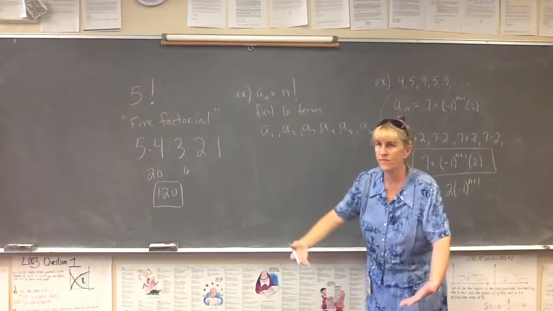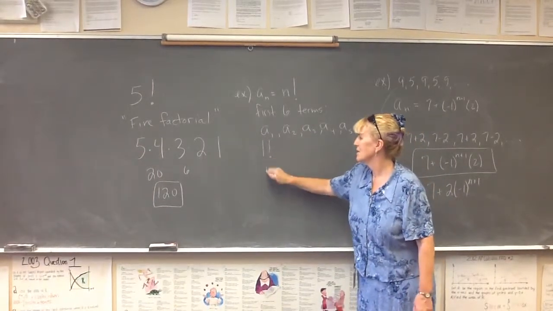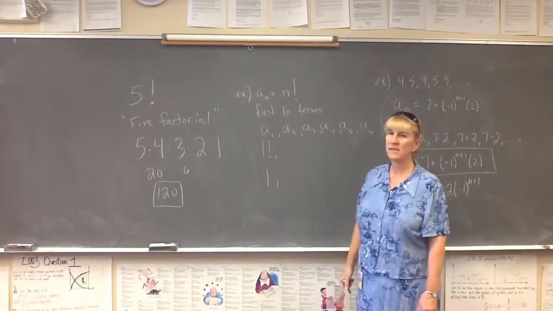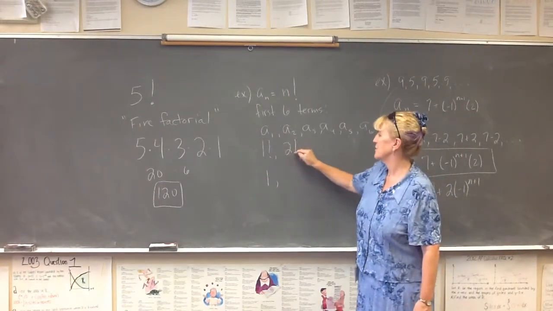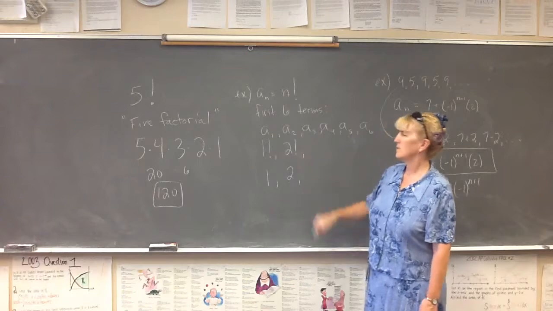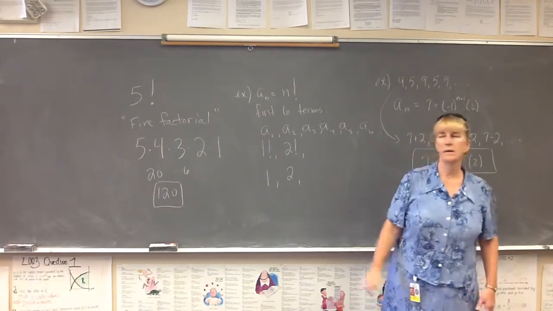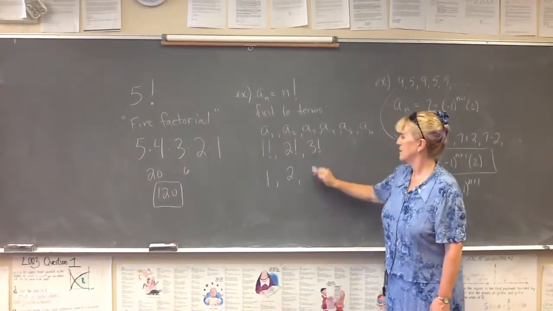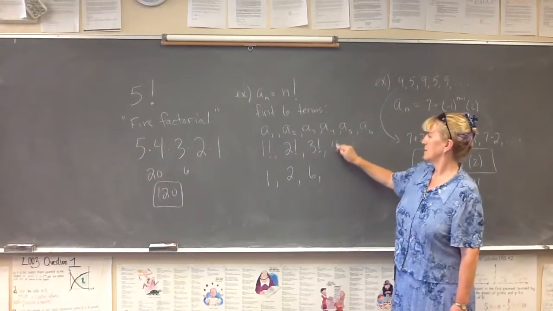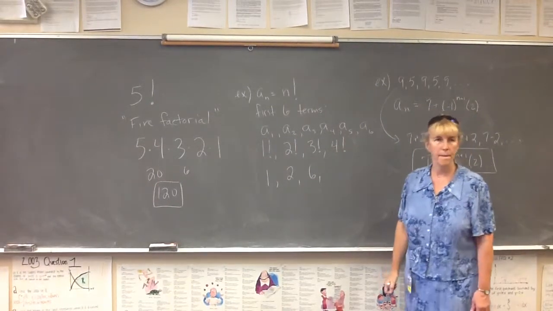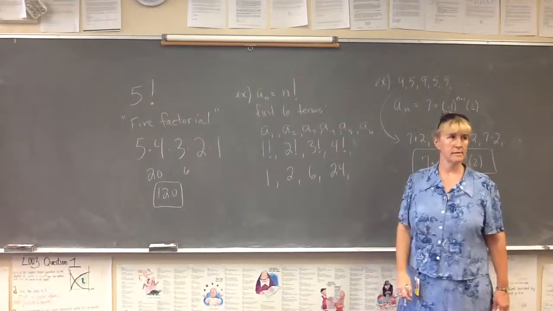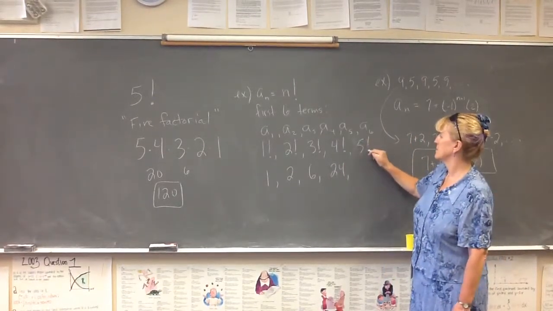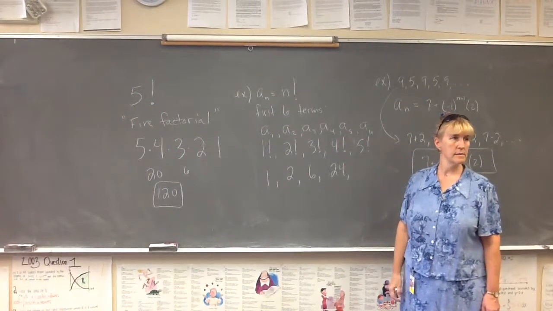Now, what is A sub 1 going to be? 1 factorial, which is 1. What's a sub 2? 2 factorial, which is 2. What's a sub 3? 3 factorial, and it'll be 6. 4 factorial is 24. 5 factorial, which is 120.